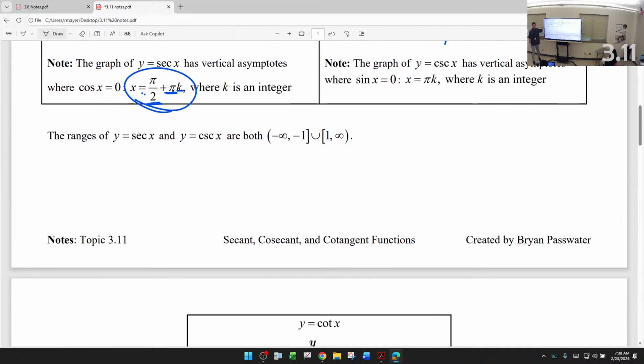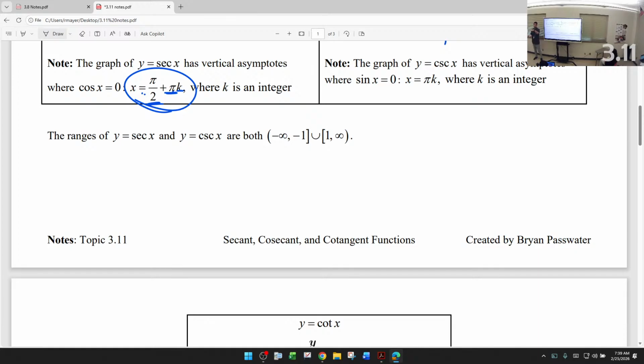The ranges go from negative infinity to -1 and 1 to infinity. They are undefined from -1 to 1, provided we're not moved up or down. Whereas sine and cosine, the ranges were only defined from -1 to 1. We never got smaller than -1, and we never got bigger than +1 unless we're doing some shifting.